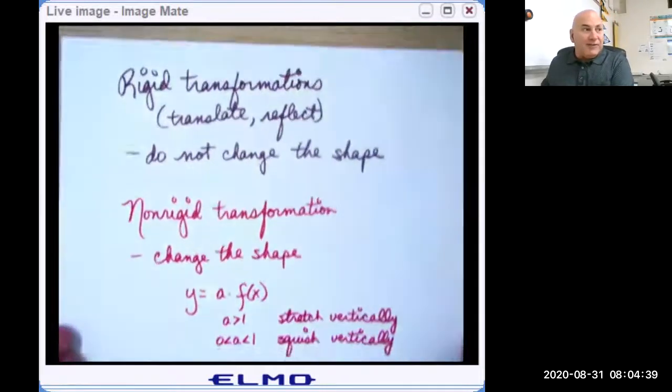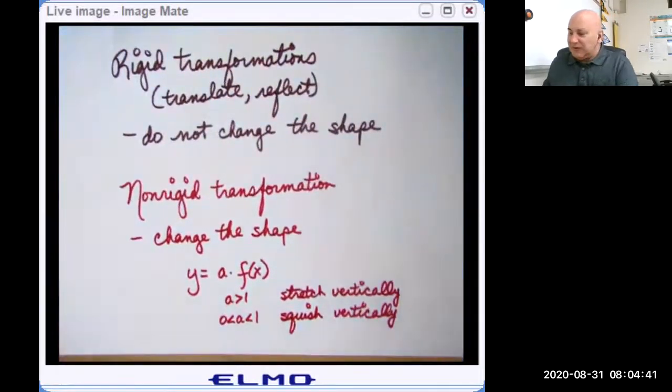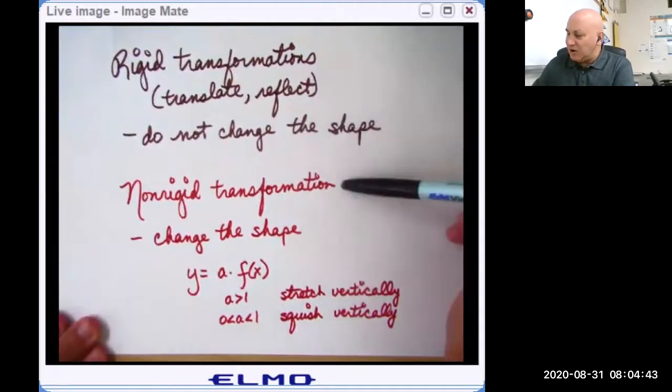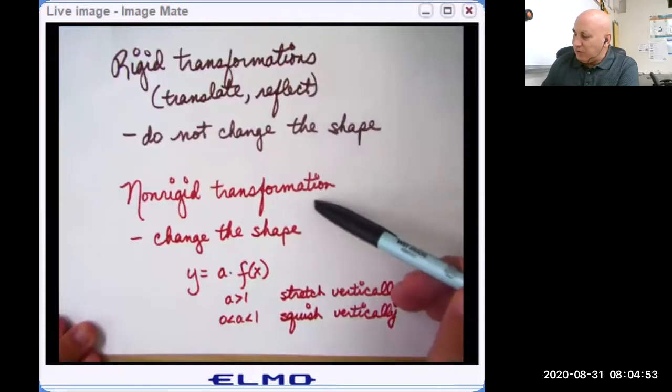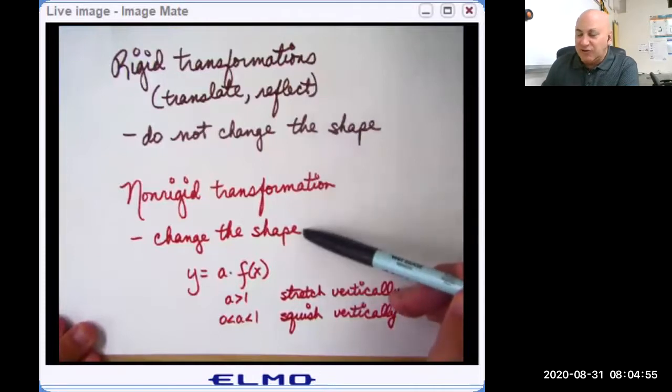Now, a couple of definitions that might help us understand things. We have rigid and non-rigid transformations. The rigid transformations are where we translate or reflect a graph. Non-rigid ones are where we actually change the shape.